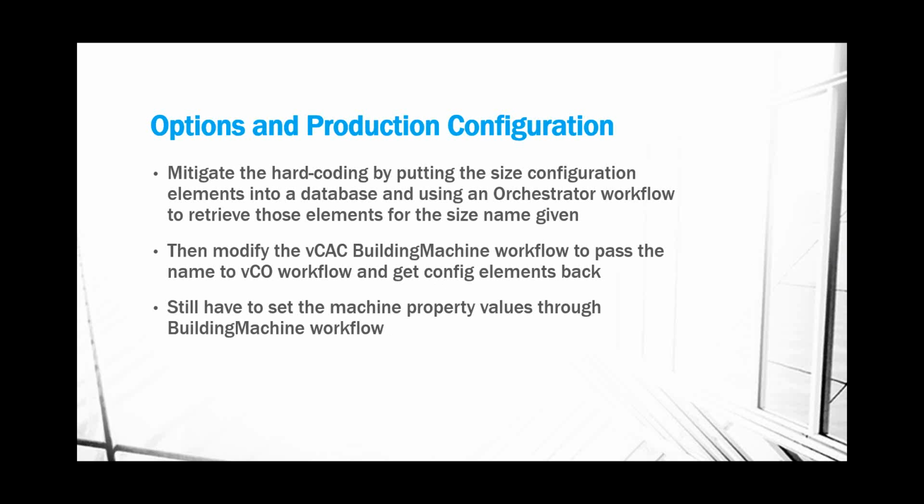So here we are. We want to talk about how we would use this going into production, and this is what we want to do here: mitigate some of the hard coding of the size configuration elements. Put those into a SQL database that would allow it to be queried from an orchestrator workflow. So we'll put together a workflow that says, when I tell you small, you tell me 1, 1, 10. When I tell you medium, you come back and say two CPUs, 2 gigs of RAM, and a 10 gig hard drive, or whatever the case may be. And then pop those back into the rest of the workflow that way. That gives us a little bit of flexibility if things were to change with our standards.